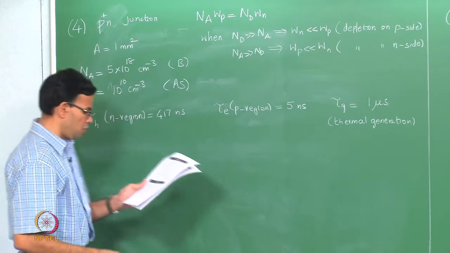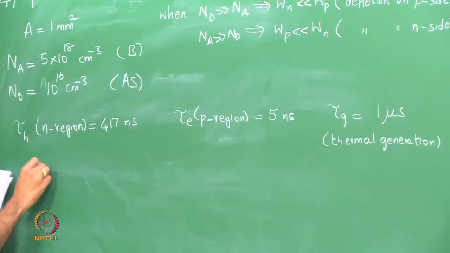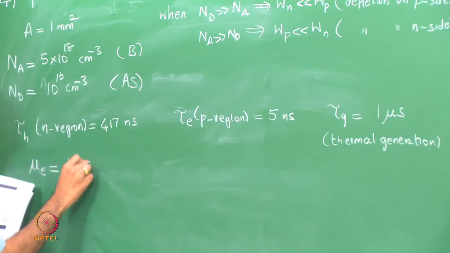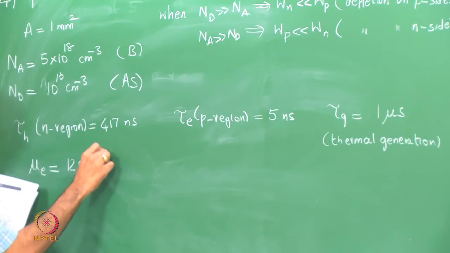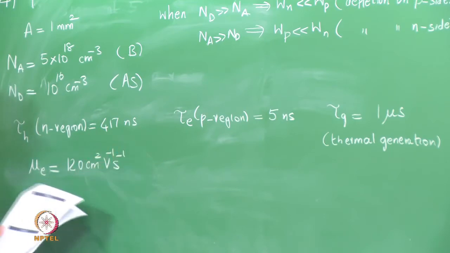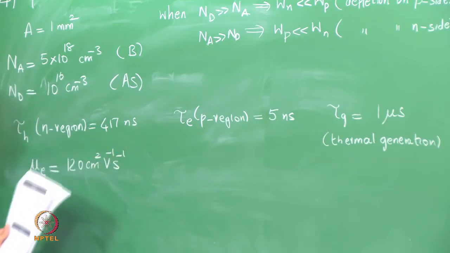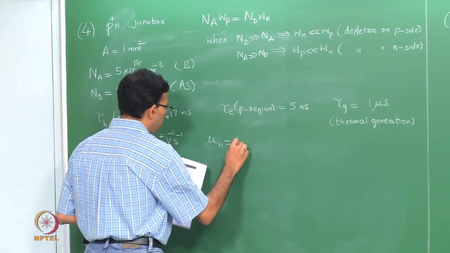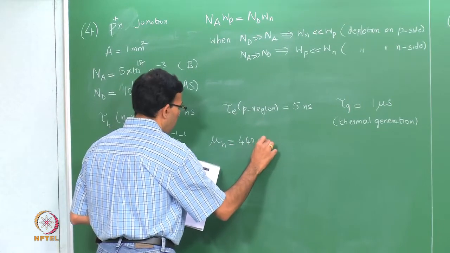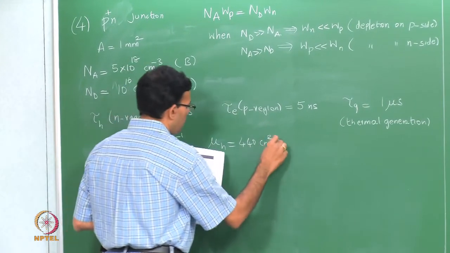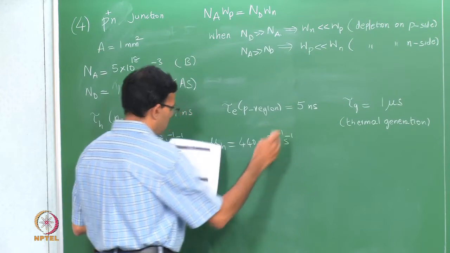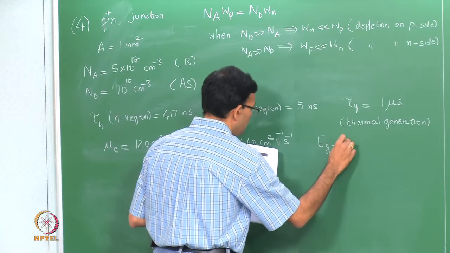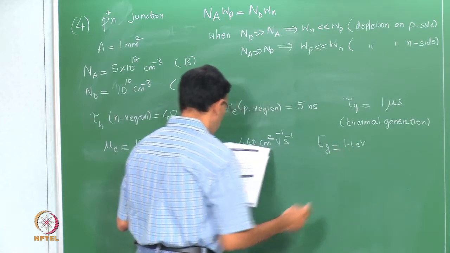Some other values are also given for this problem. So, mu e, which is the mobility of the electrons, is 120 centimeter square per volt per second. Mu h is 440 centimeter square per volt per second, and E g is 1.1 eV.